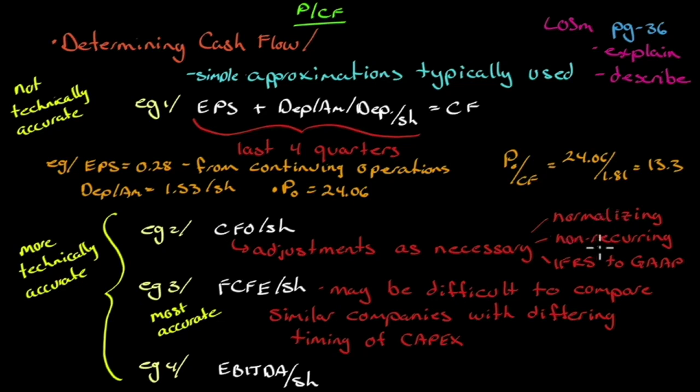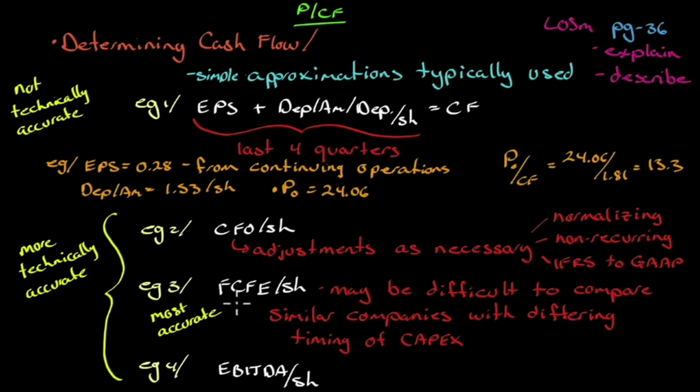You can remove the non-recurring elements. And then, of course, if there are any IFRS issues where some things are thrown into operations where GAAP doesn't allow that, you can take that out. So you can get a little bit closer by using cash flow from operations, but it requires a little more work, especially if you're comparing IFRS and GAAP companies.